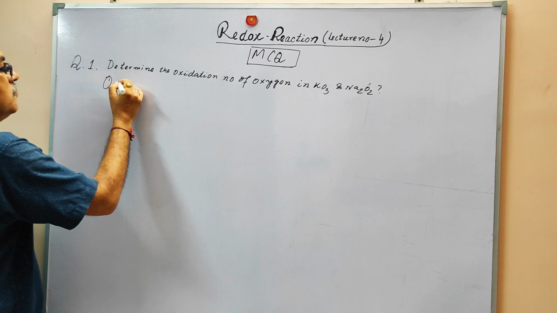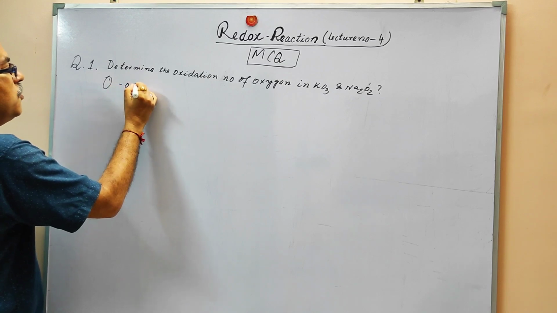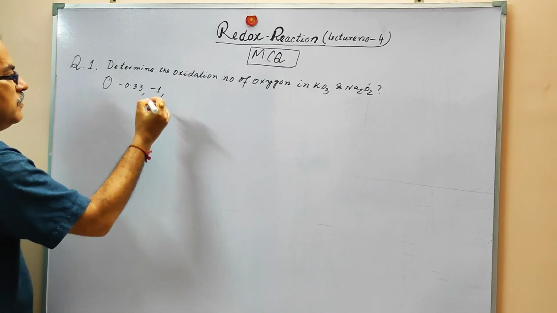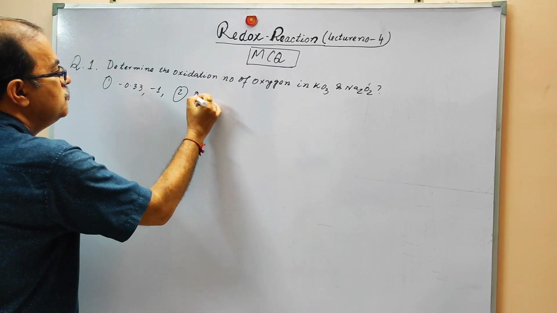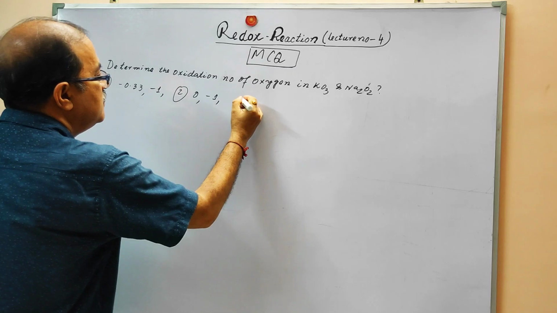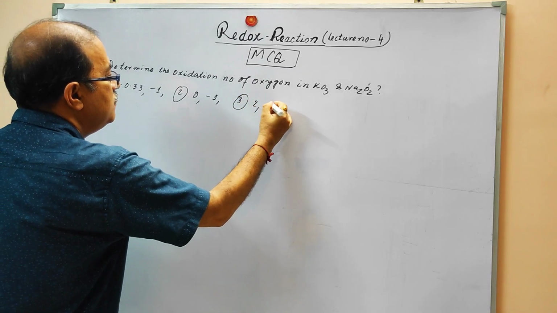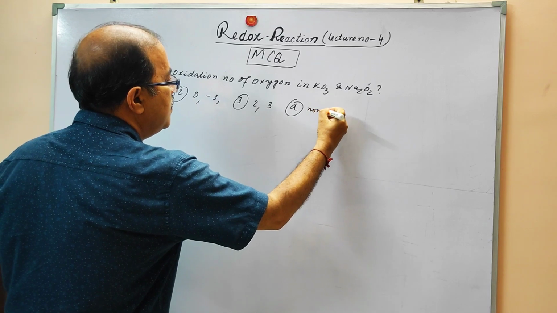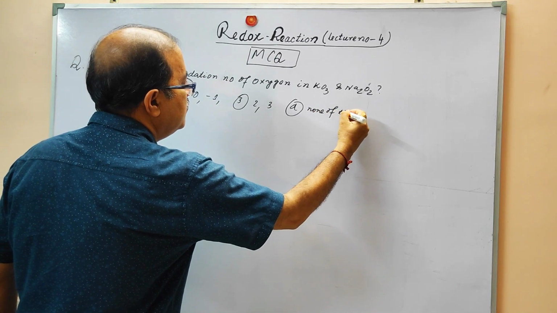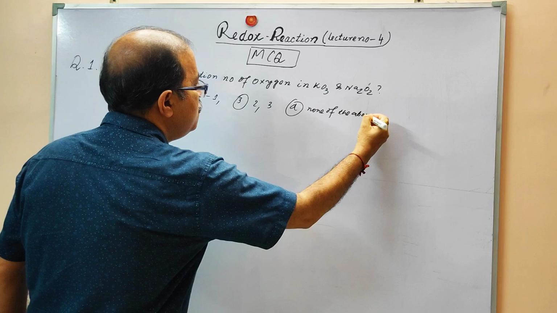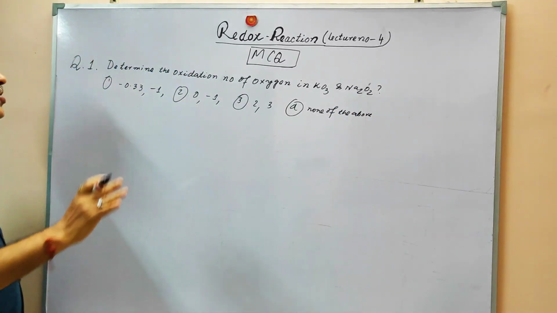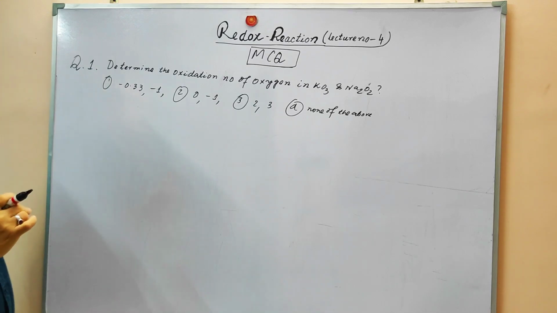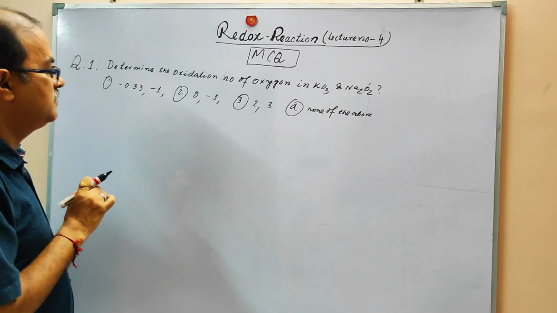Multiple choices are given. The first choice is -0.33 and -1. The second choice is 0 and -1. The third choice is 2 and 3. And the fourth choice is none of the above. Among these, one choice is correct and you have to answer it.